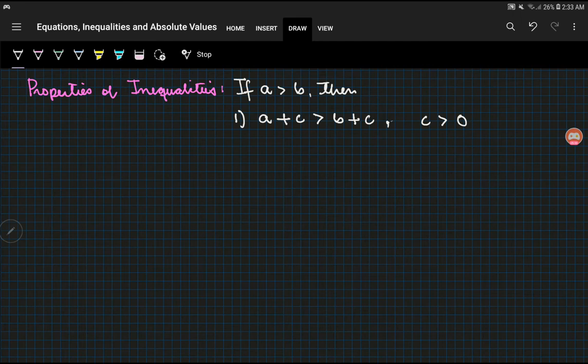So we have the first property. We start with A greater than B. If we add a constant to both sides of the inequality, it does not change the sign of the inequality. The same goes when we subtract a constant from both sides. So addition or subtraction with a constant on both sides of the inequality does not change the sign of the inequality.